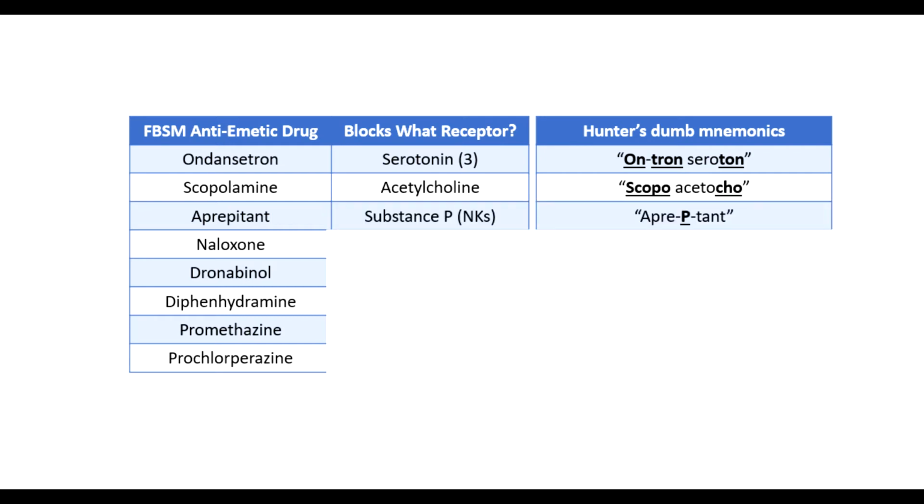Next, we have Aprepitant, which I think of as A-pre-pitant because it blocks substance P, i.e. a neurokinin. So Aprepitant for substance P, it blocks that.